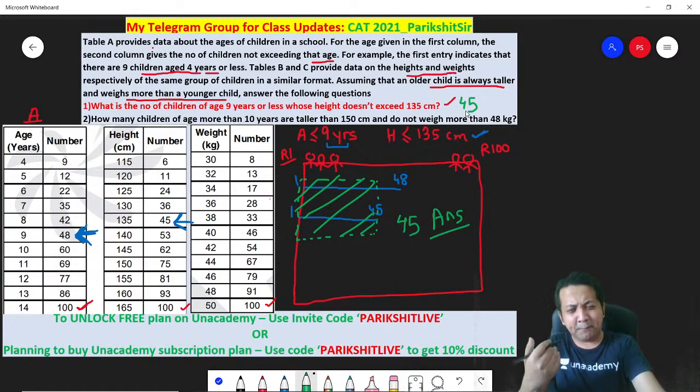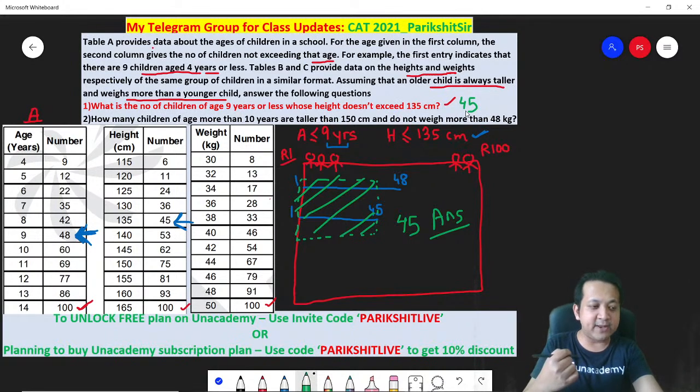See, questions will become complicated. This is the first one, and I hope that you understand. Someone is asking me a doubt. I'll take the doubts at the end, but these are the number of students of age 14, not total. Yes, correct. So any doubt in this? I'll take up the questions at the end.